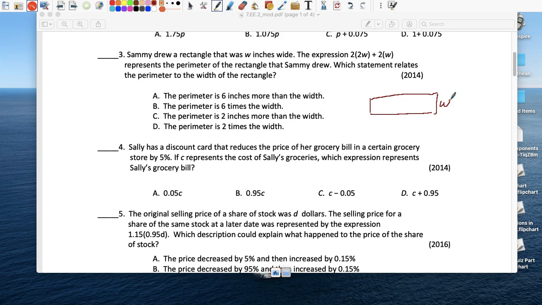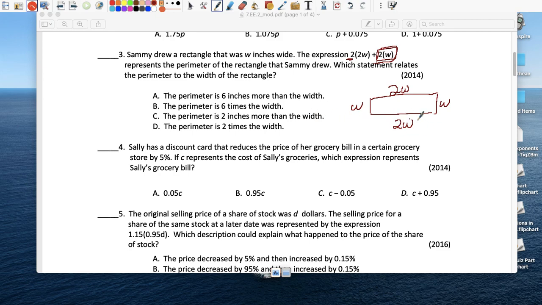The perimeter is 6 inches more than the width. The perimeter is 6 times the width. So now, if that's W, this is W. And that explains this part right here, twice the width, right? This W plus this W, or 2 times the width, explains why they're using this. Now, the other one, they're multiplying 2 times 2W, which means this is 2W, and this is 2W, right? Because you're multiplying by 2. So the perimeter is 2 inches more than the width.